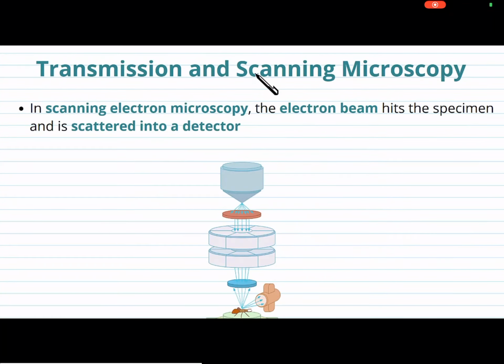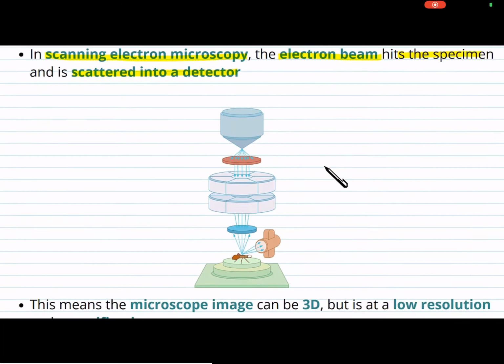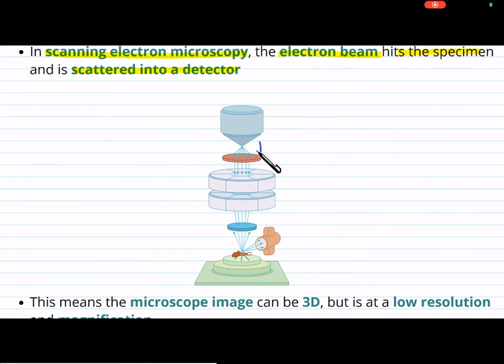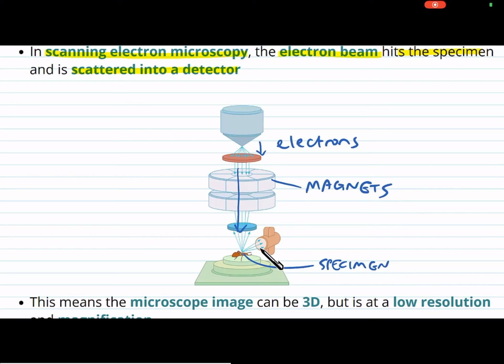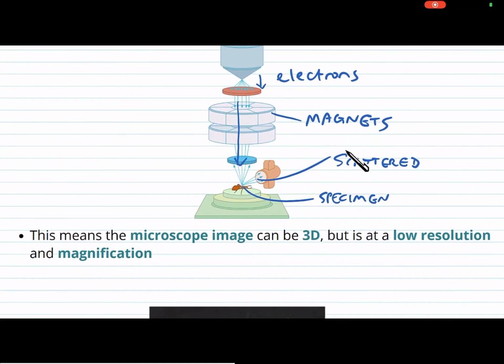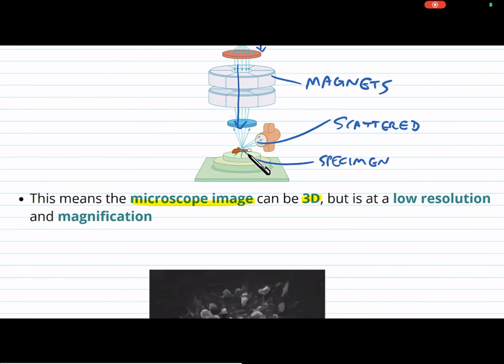So let's distinguish the two types of electron microscope. In scanning electron microscopy, the electron beam hits the specimen and then gets scattered onto a detector. Visualizing that here, we've got our electrons being fired from the source, and as they go through magnets, they eventually hit the specimen. You can see that the electrons get scattered in various directions. The purpose of this scattering is that the microscope image can then be 3D, because the electrons land in various directions, and based on where they arrive we can tell how far away it was and therefore build up a 3D image.